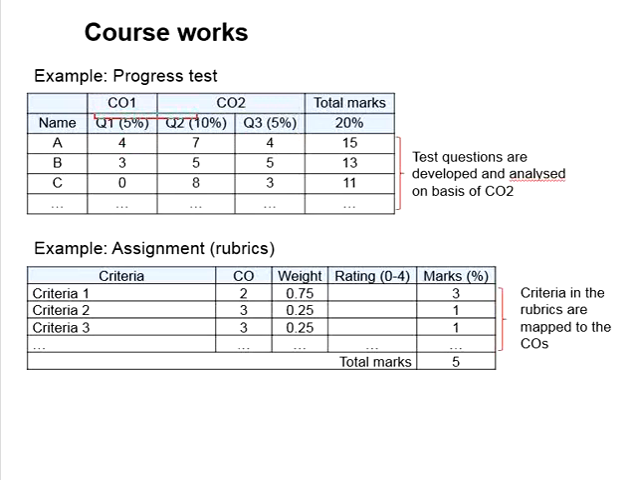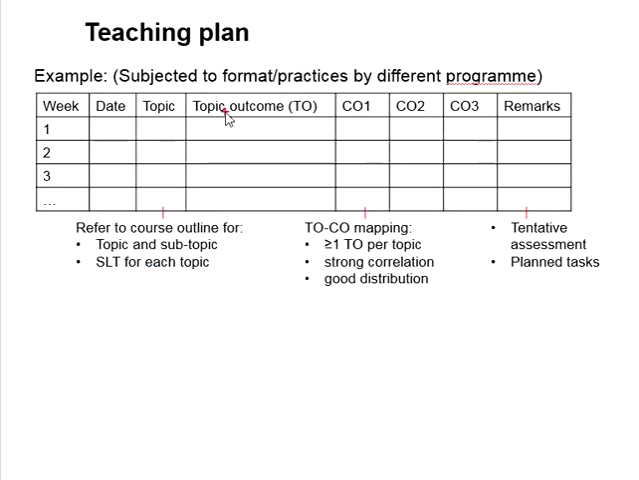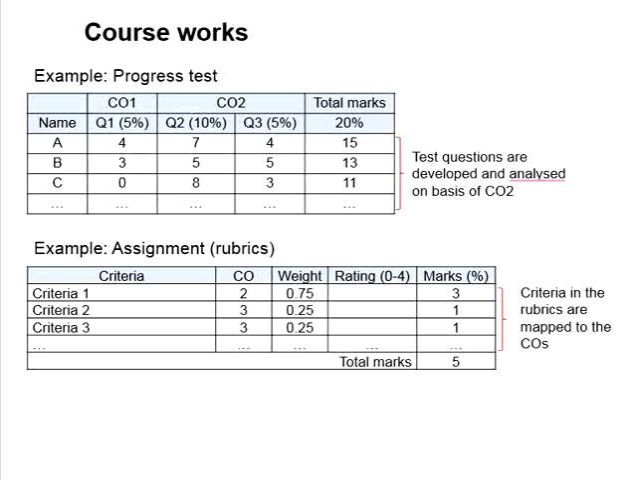While setting your progress test questions, you may refer to the CO, which in this case is CO1 and CO2, and also you may refer to the topic outcomes that are being mapped to CO1 and CO2. Since your progress test is conducted by week 7 or week 8, that means you are looking at the topic outcomes and the COs related to those weeks that you have covered, and then design your questions accordingly.